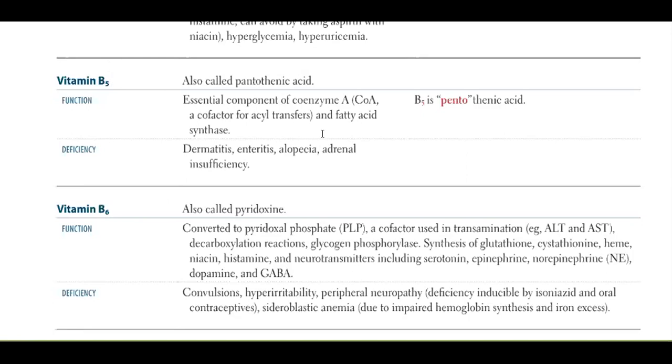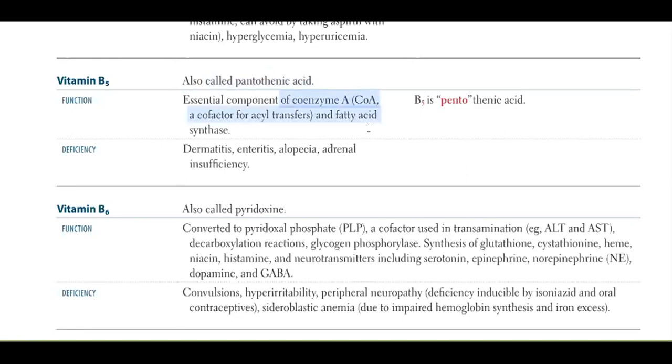So the name of vitamin B5 is important. I told you in my first lecture that you have to remember all of these names because they never ask MCQs with these symbols. They will not ask you about B5, but they will use the name pantothenic acid. So you should know the names of vitamins really well. Now, what does vitamin B5 do? It is an essential component of coenzyme A.